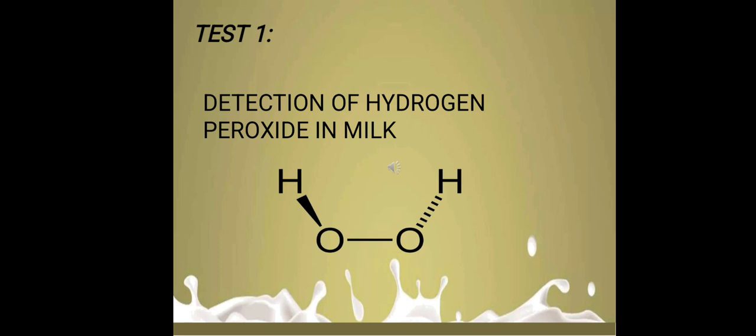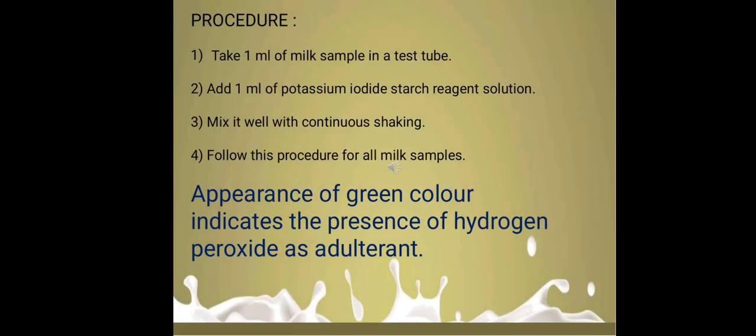The first test we performed was to detect hydrogen peroxide in milk. In order to check milk for the presence of hydrogen peroxide, we took 1 milliliter of milk sample in a test tube, then added 1 milliliter of potassium iodide starch solution to it, then mixed it well with continuous shaking. We then followed the same procedure for the rest of the milk samples. Appearance of green color indicated the presence of hydrogen peroxide as an adulterant.